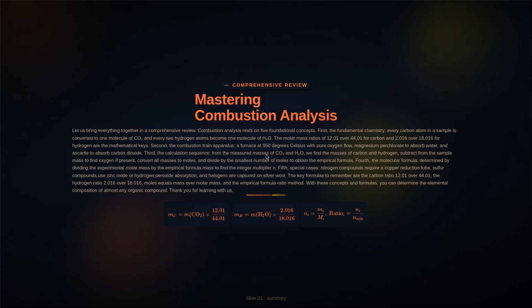From masses of CO2 and H2O, find masses of carbon and hydrogen, convert to moles, and divide by the smallest to get the empirical formula. Fourth, the molecular formula. Divide the molar mass by the empirical formula mass. Fifth, special cases. Nitrogen needs copper. Sulfur uses zinc oxide. Halogens use silver wool. With these tools, you can determine the elemental composition of almost any organic compound.